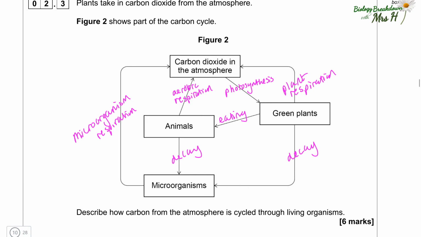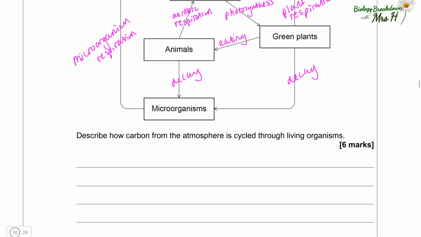Any animal waste will be decayed, and that involves microorganisms, and they'll have to respire. And of course, green plants, when they die or bits of leaves drop off them, decay is going to happen there, which also involves microorganisms and therefore respiration. So we use this diagram here and pop that into our 6 marker with all the writing.